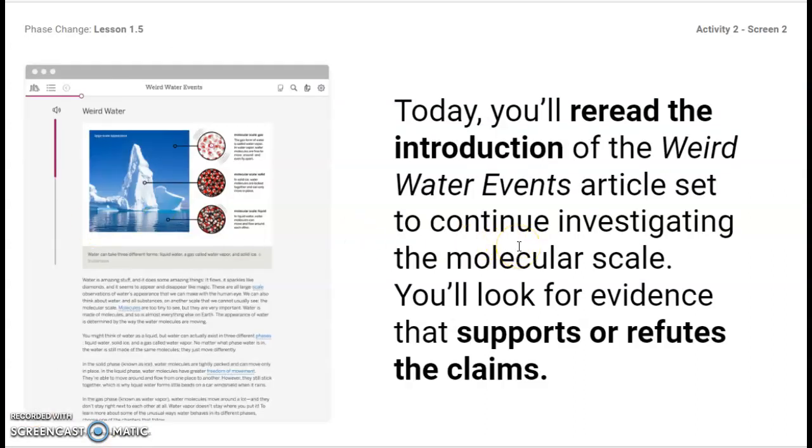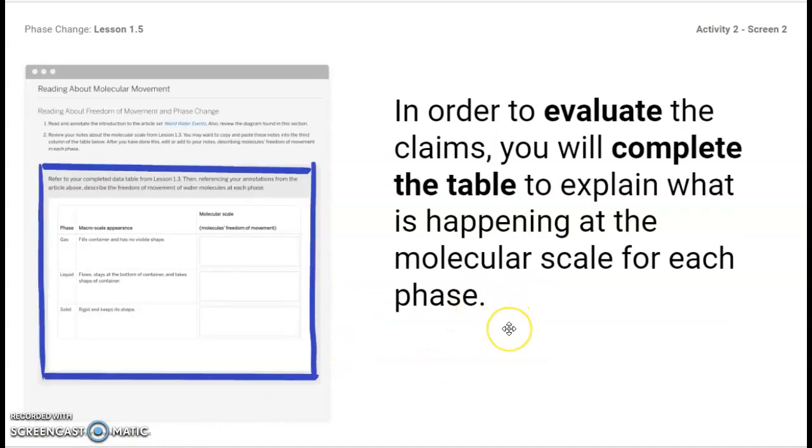So today you're going to read the introduction of the Weird Water Events article set. To continue investigating the molecular scale, you'll look for evidence that supports or refutes your claim. In order to evaluate the claims, you're going to complete the table. This is on screen 2. If you look at the bottom of activity 2, you'll see 2 little numbers, a 1 and a 2. This is actually card 2, and I'll show you that on Amplify.